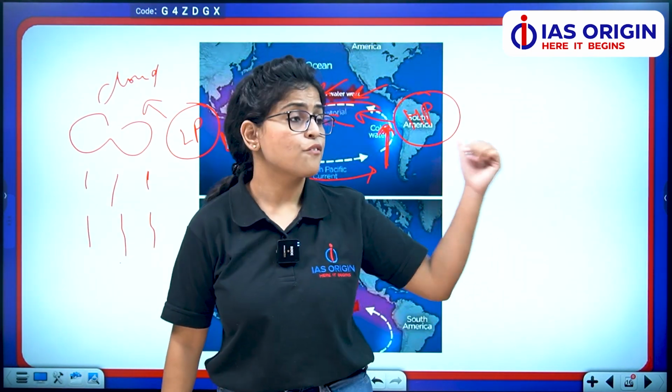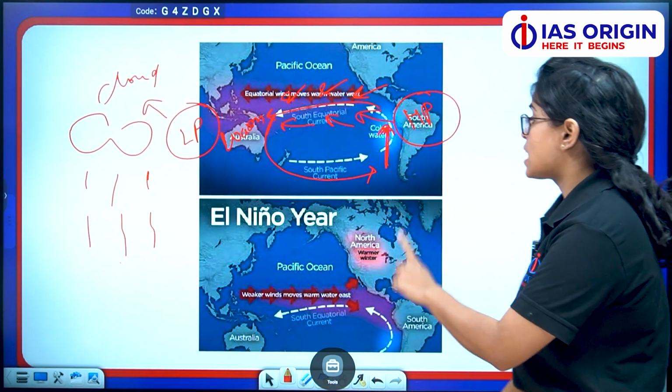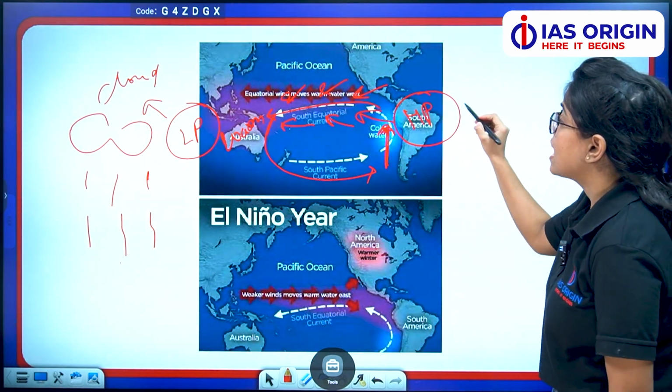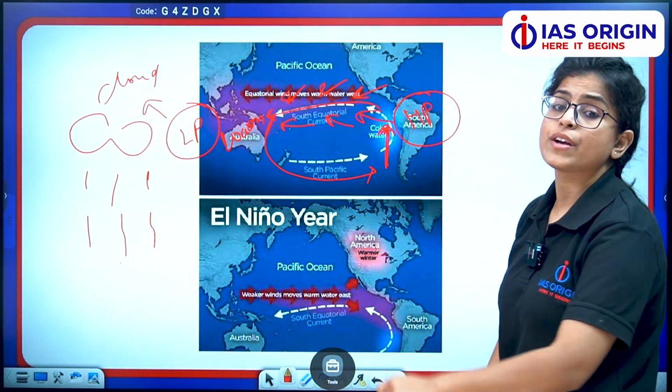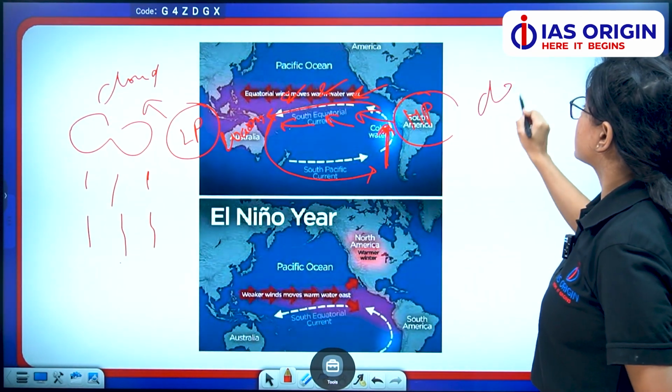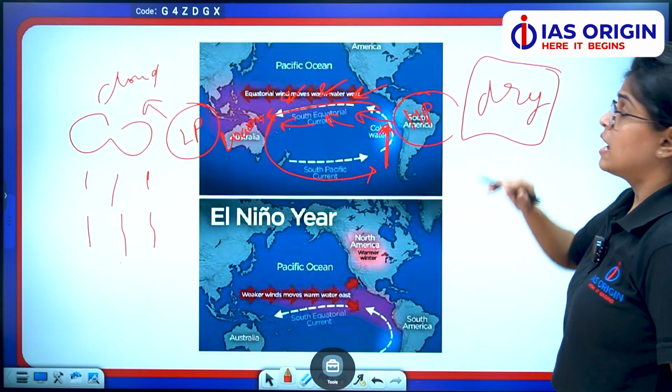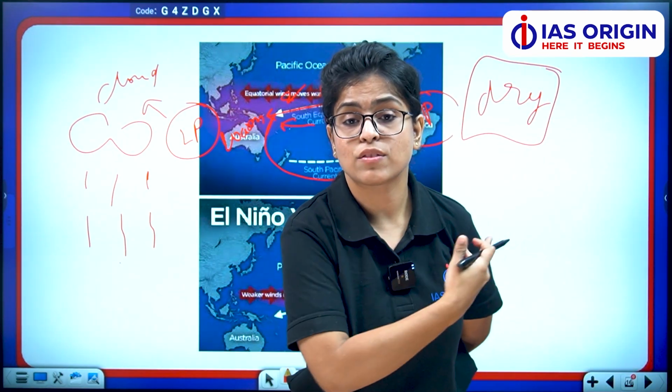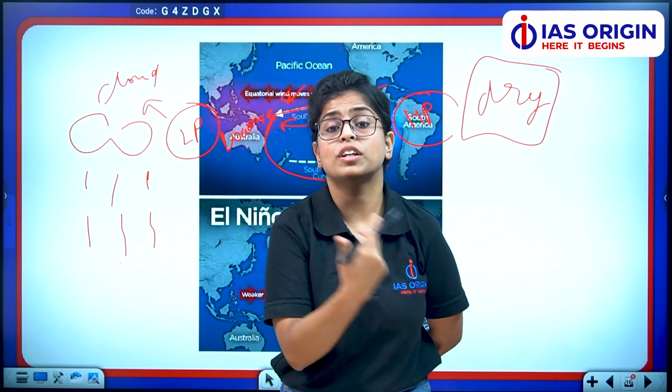Australian region. Whereas in the American region, South America has high pressure, and these are the conditions least favorable for cloud formation. That is why South America experiences dry conditions. It remains dry and that is why we have seen desert-like formation over that part.